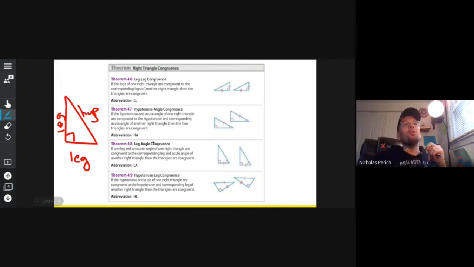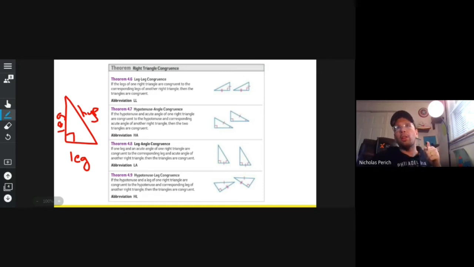Those of you who live in a large city in California would love this one. So this is the same as HA, but it's LA. And this is a play off of the angle side angle. You have a side with two angles on the outside. So you have a side in between two angles, ASA. But we're like, nah, this is a right triangle, and that is a leg, and that's a random angle. So let's call that LA.